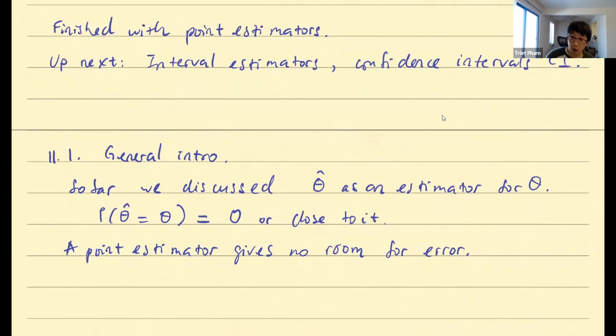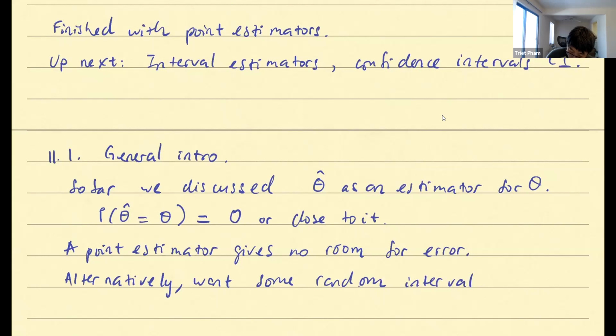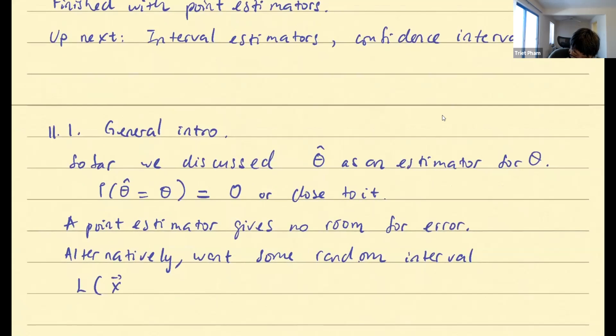So an alternative is you want some random interval, let's say L, and here I'll say L depends on X, R depends on X. So L for left and R for right. X is a sample, X is a random sample.